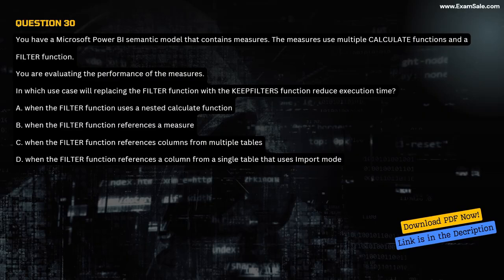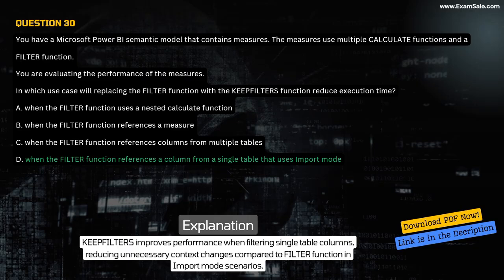A. When the FILTER function uses a nested CALCULATE function. B. When the FILTER function references a measure. C. When the FILTER function references columns from multiple tables. D. When the FILTER function references a column from a single table that uses import mode. Correct answer D. Explanation. KEEPFILTERS improves performance when filtering single table columns, reducing unnecessary context changes compared to the FILTER function in import mode scenarios.